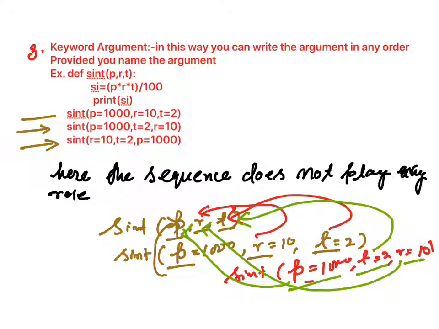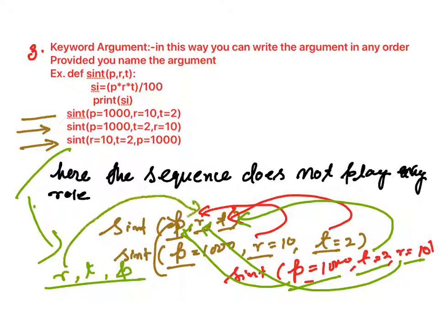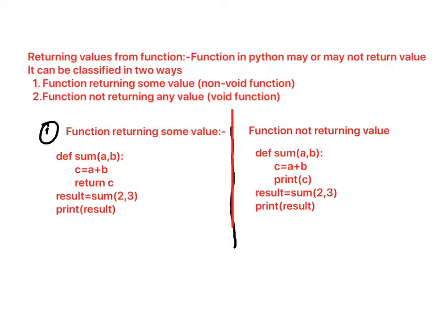In the third example, you can see that what I have used is R first, then T, and then P. But when the values are passed, this R will be received by R, this T will be received by T, and this P will be received by P. I hope it is very clear to you how the positional argument, the default argument, and the keyword argument work.